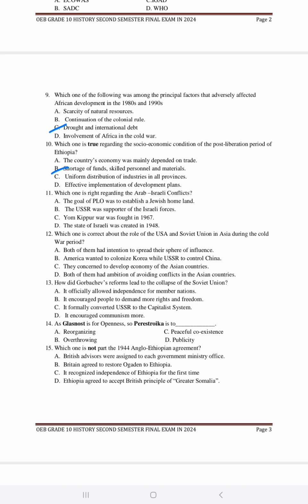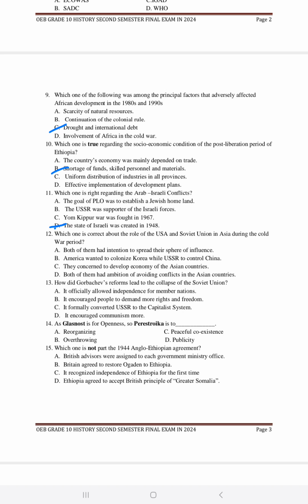B. The USSR was the supporter of the Israeli forces. No, not the USSR. It was America, the USA. C. The Yom Kippur war was fought in 1967. This is also not correct. Why? Because the Yom Kippur war was in 1973. D. The state of Israel was created in 1948. True. This is true.